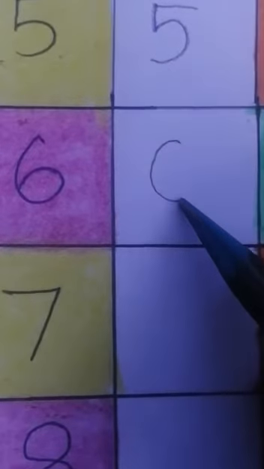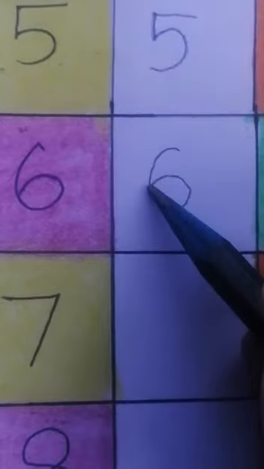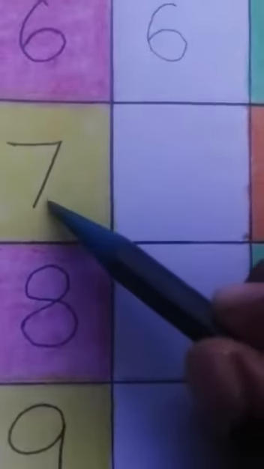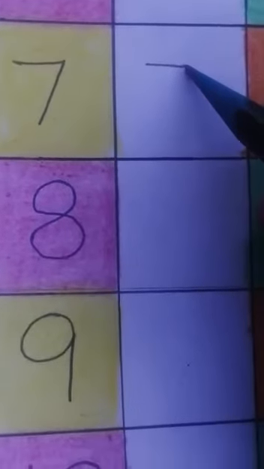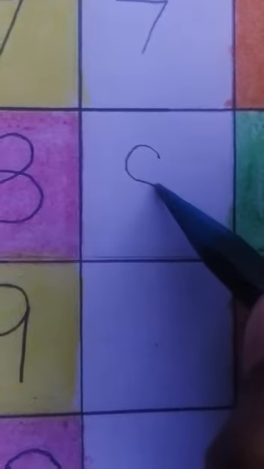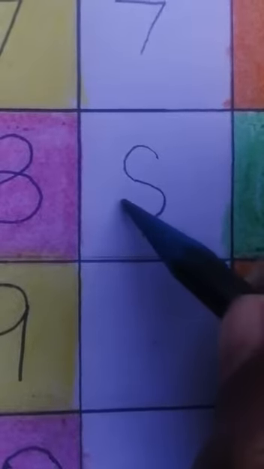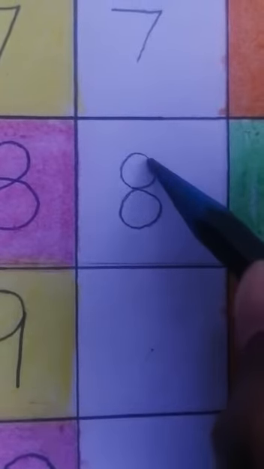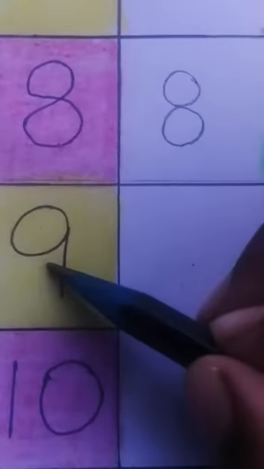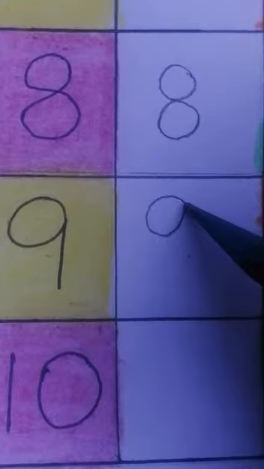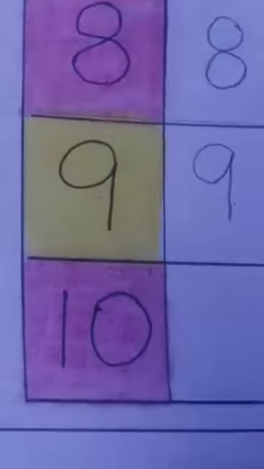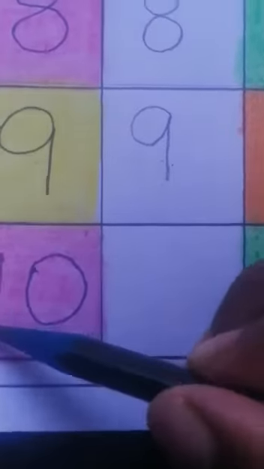6. A left curve. Inside it draw a circle. 6. 7. Sleeping line. A slanting line. 8. First start with the left curve, go down, draw a right curve, again a left curve, come up with the right curve. 8. 9. Draw a circle, standing line. 9. 10. 1, 0, 10. Draw a standing line and a circle. 10.